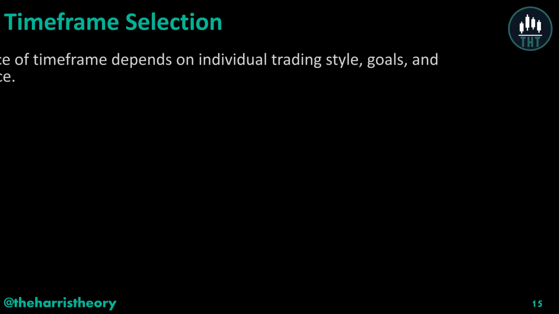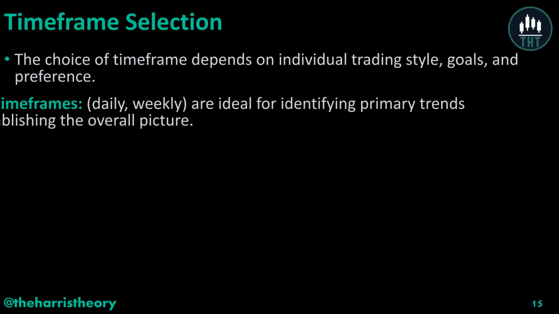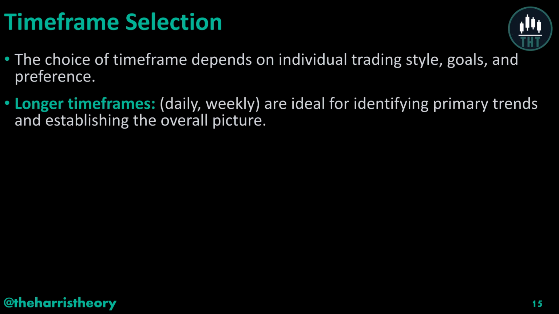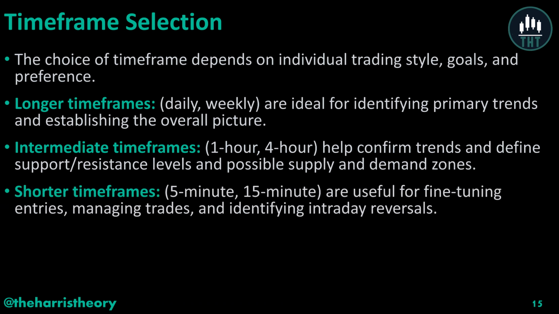Timeframe selection. The choice of timeframe depends on the individual trading style, goals, and preference. Long-term timeframes, daily and weekly, are ideal for identifying primary trends and establishing the overall picture. Intermediate timeframes, 1 hour, 4 hour, help confirm trend and define support and resistance levels and possible supply and demand zones. Shorter timeframes, 5-15 minutes, are useful for fine-tuning entries, managing trades, and identifying intraday reversals.